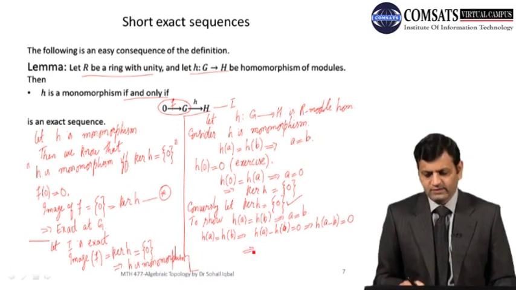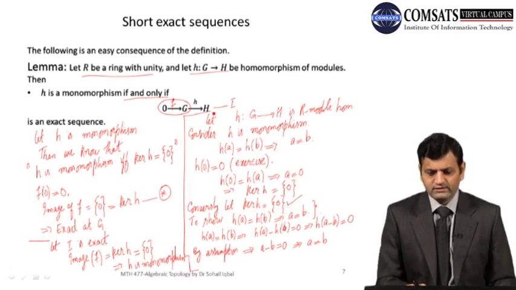So this implies, by assumption, that A minus B must be 0, which implies that A is equal to B. So that's what we needed to show. In other words, we have proved that if kernel of h is 0, then h is a monomorphism.